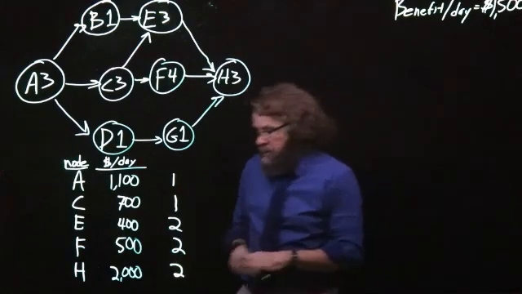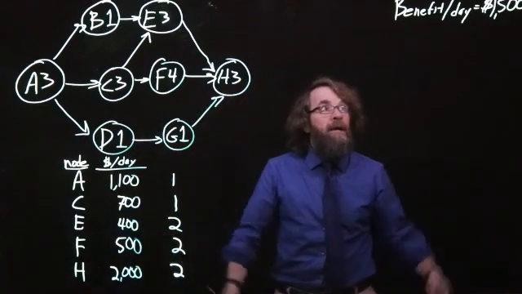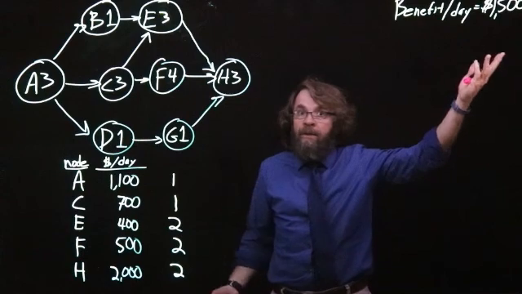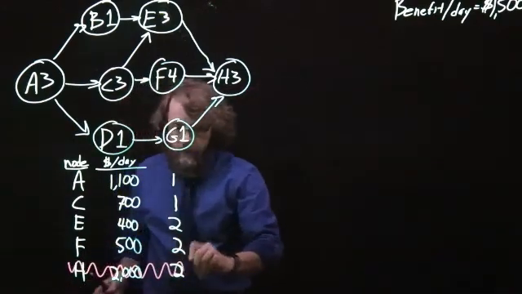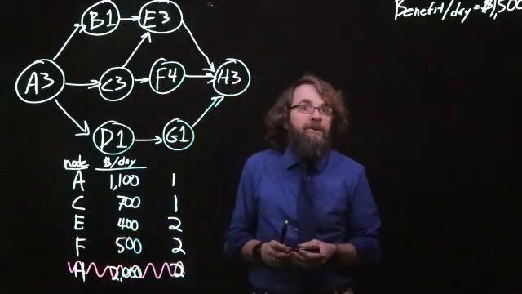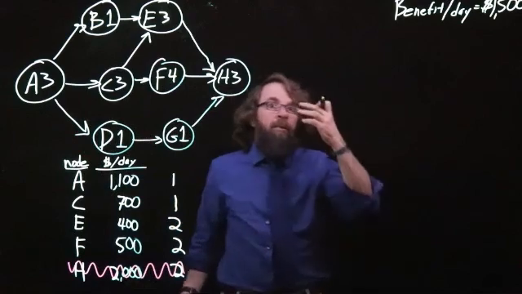And so, for example, some activities like H, it costs $2,000 a day. The benefit for crashing is only $1,500 a day. So we would never want to crash activity H. It's too expensive. So there are multiple ways that one can do these problems.